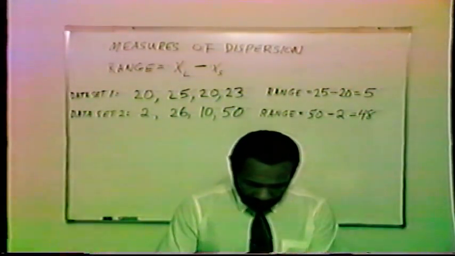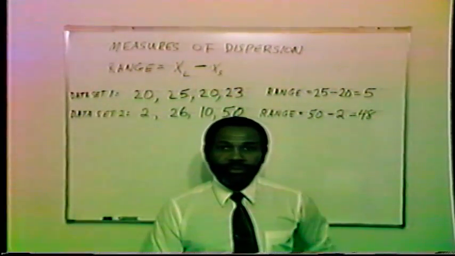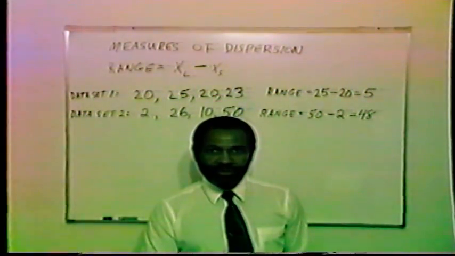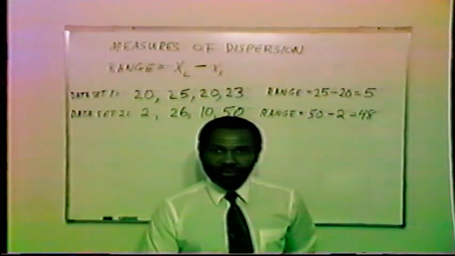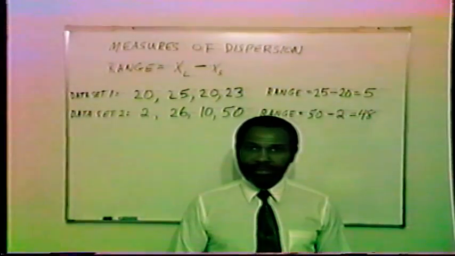Okay, now let's talk about the standard deviation. The standard deviation is another measure of dispersion. It's another measure of how spread out the numbers in a data set are.